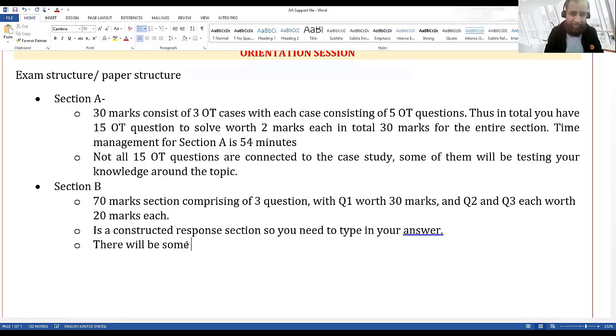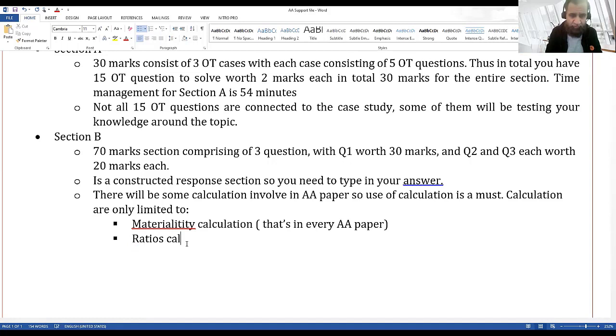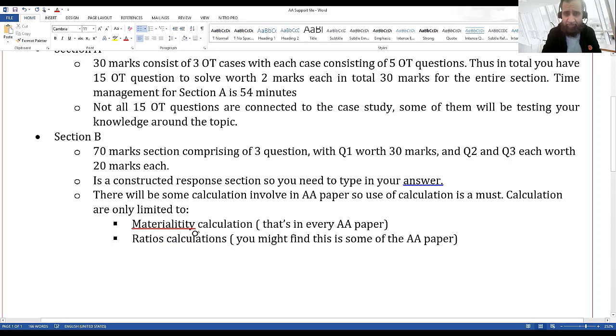There will be some calculation involved in the AA paper, so use of a calculator is a must. Calculations are only limited to, number one, materiality calculation, which is in every AA paper. And secondly, ratios calculation. You might find this in some of the AA papers, not all. You might be lucky enough if you get the ratio calculations in your paper, because it's not a regular feature. Sometimes you get it, sometimes you don't. But materiality calculation is a regular feature of the AA paper. That's what you have to do every time.